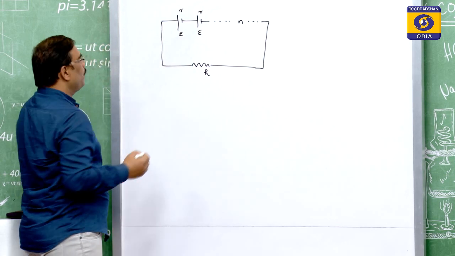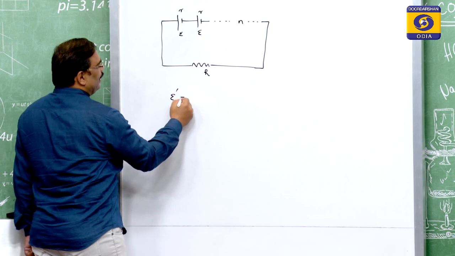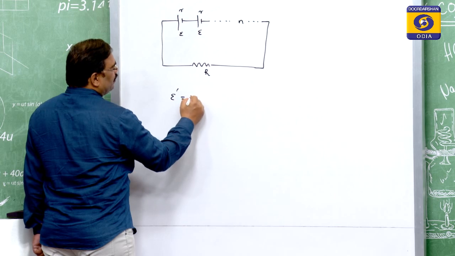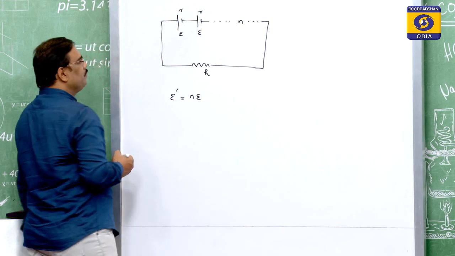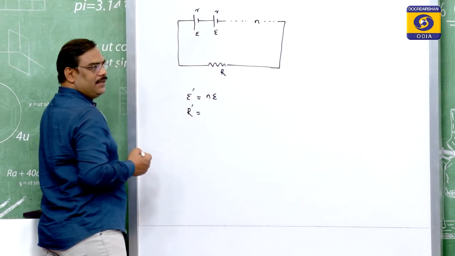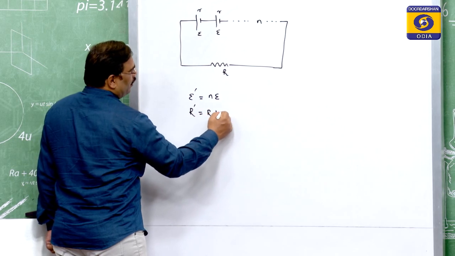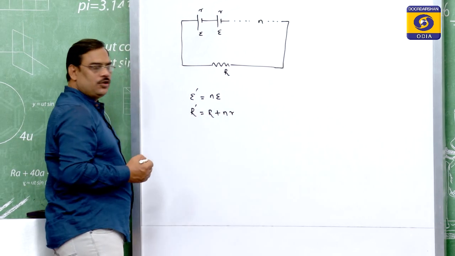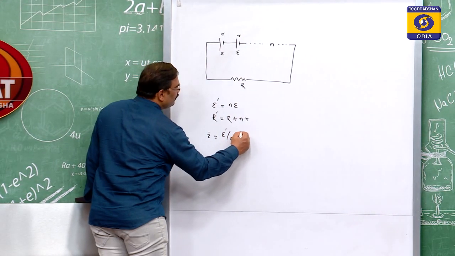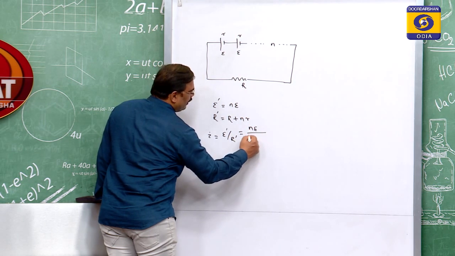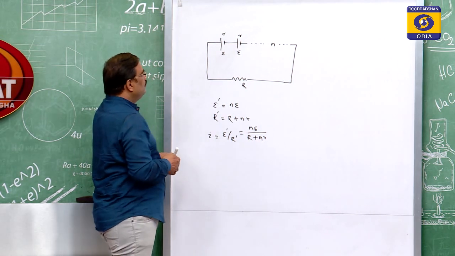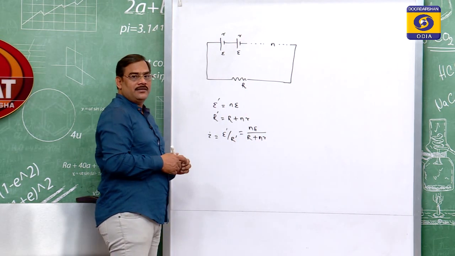In this case, the effective EMF E dash of the network will be E plus E plus E, n times, that is n times E, and the effective resistance, as all are in series, is obviously R plus nr. So, the current in the circuit will be E dash divided by R dash, so it is nE divided by R plus nr. So, this is about similar cells in series.